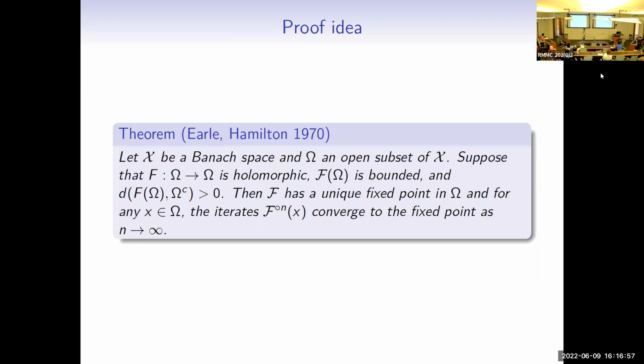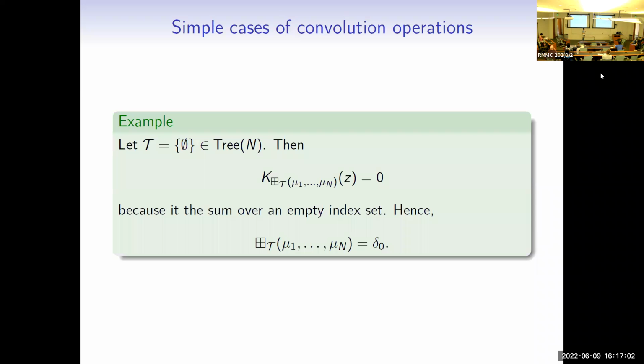So then can you give some example for this tree convolution? So the first one is the trivial one, which you just consider the tree with only the root. In this case, you don't have any branch. So then this K transform is just 0. So the tree convolution is just trivial.